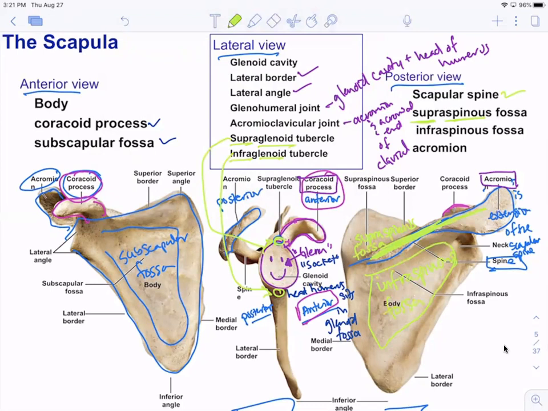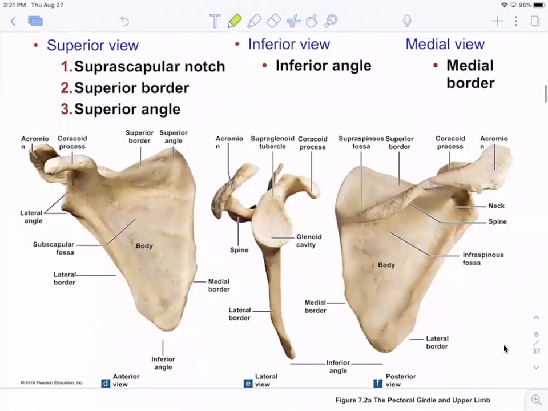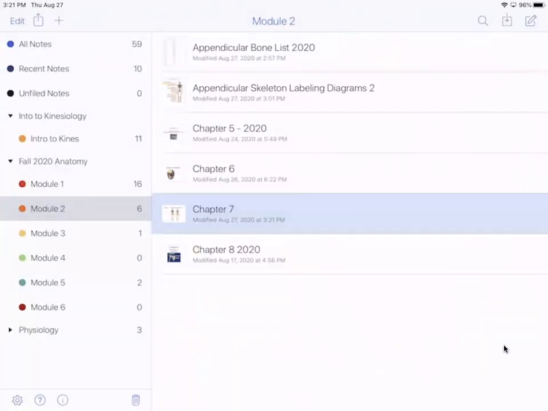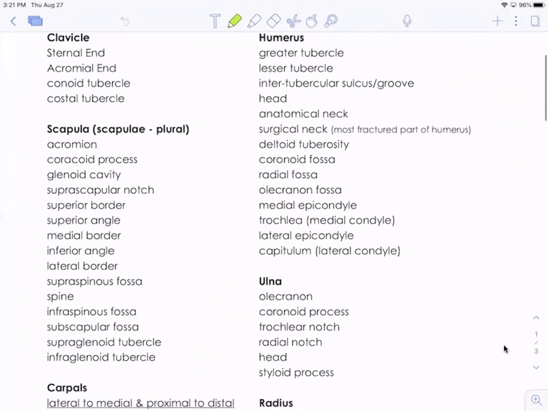So here's the way I like to study and teach these things: I like for you guys to go around the bone. And so my appendicular bone list that you can see, when it gets to the scapula, I've actually put it in a specific order, because if you just straight out memorize things and you don't put them in a specific pattern that you memorize over and over and over again, you may or may not remember it. So memorize things in a pattern.